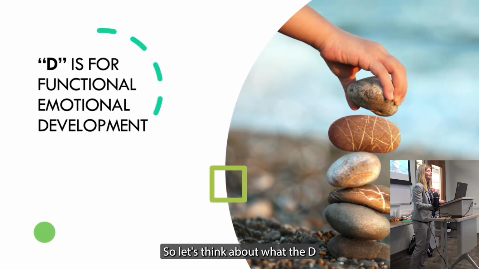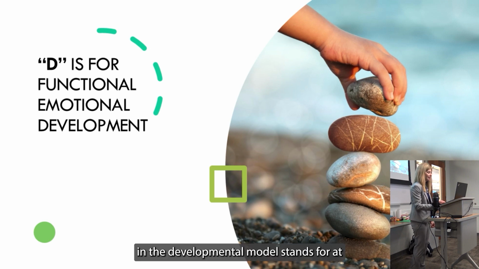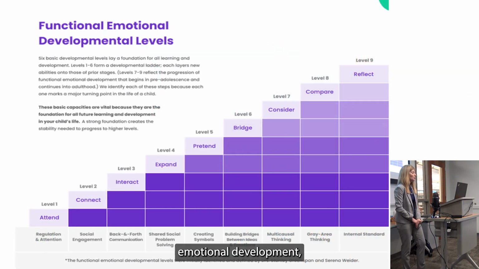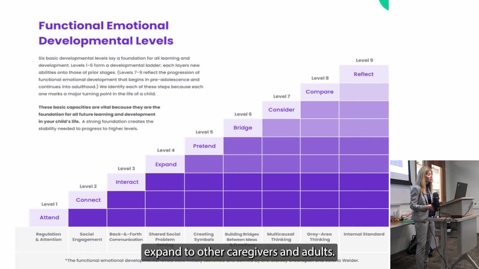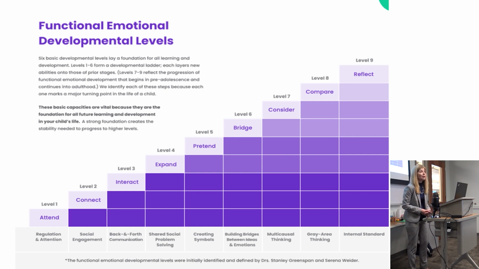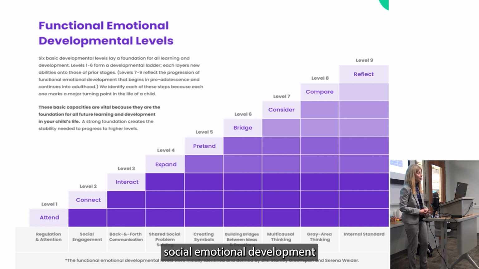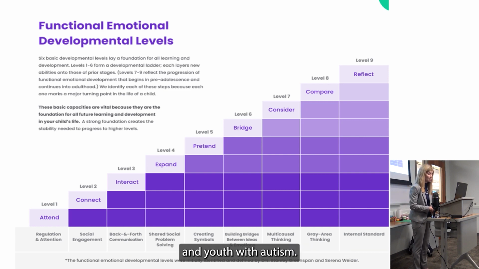So let's think about what the D in the developmental model stands for. The D is for functional emotional development. When we think of emotional development, we think of a continuum. Babies are born, and the focus is regulation and shared attention. Next in the developmental model would come social engagement, being able to engage with primary caregivers and then expand to other caregivers and adults, and then moving on to peers. Many times, peer social emotional development and peer interactions can be challenging for children and youth with autism.